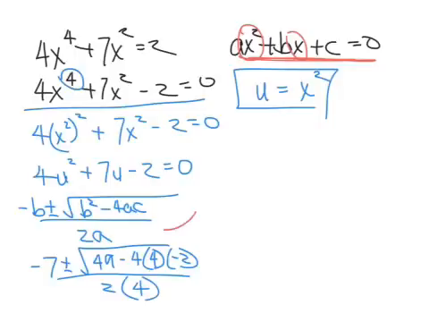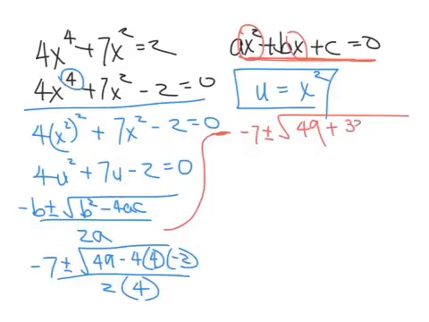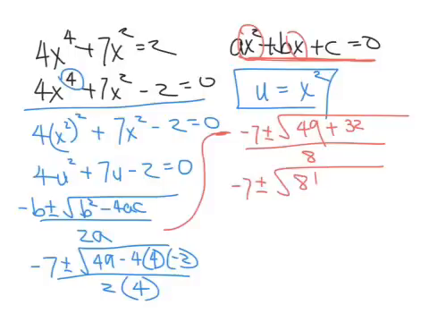So that is going to give me, and we're going to have to erase some of this later because we're going to have too much writing here. Alright, so square root of 49 plus 4 times 4 is 16, 32, over 8. So negative 7 plus or minus the square root of 49 and 32, which is going to be 81, over 8. So that's going to be negative 7/8 plus or minus the square root of 81, which is 9, over 8.